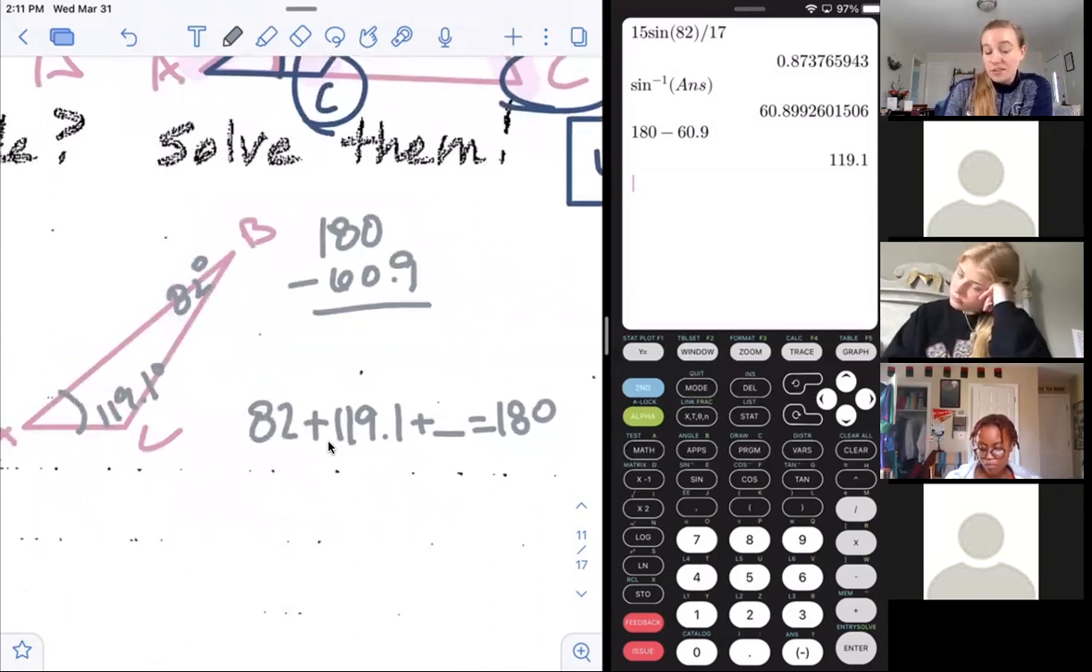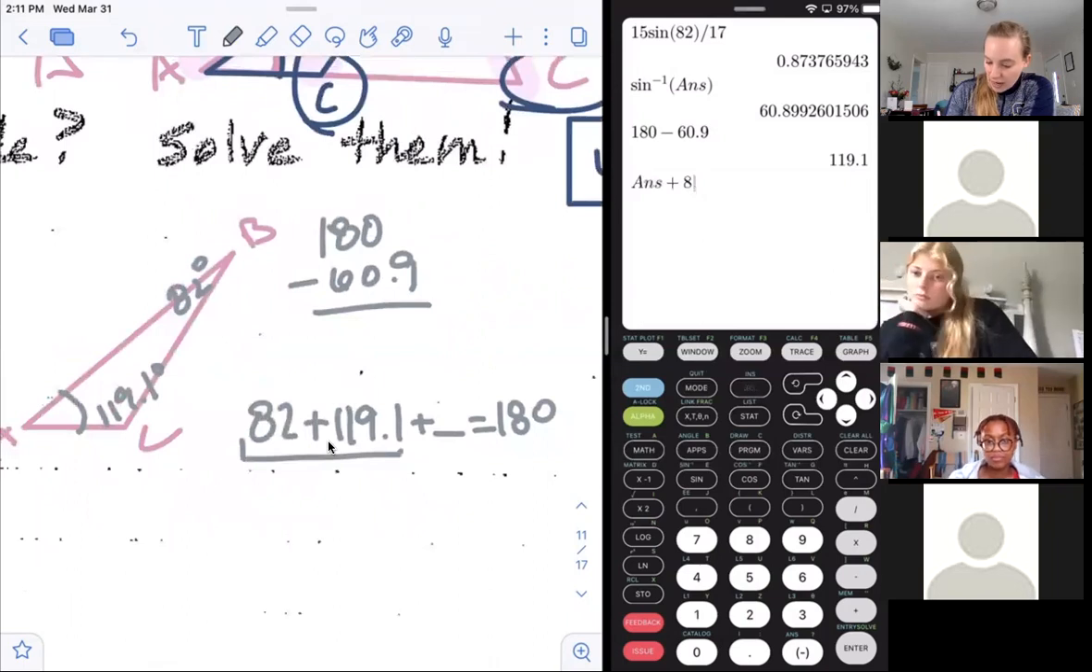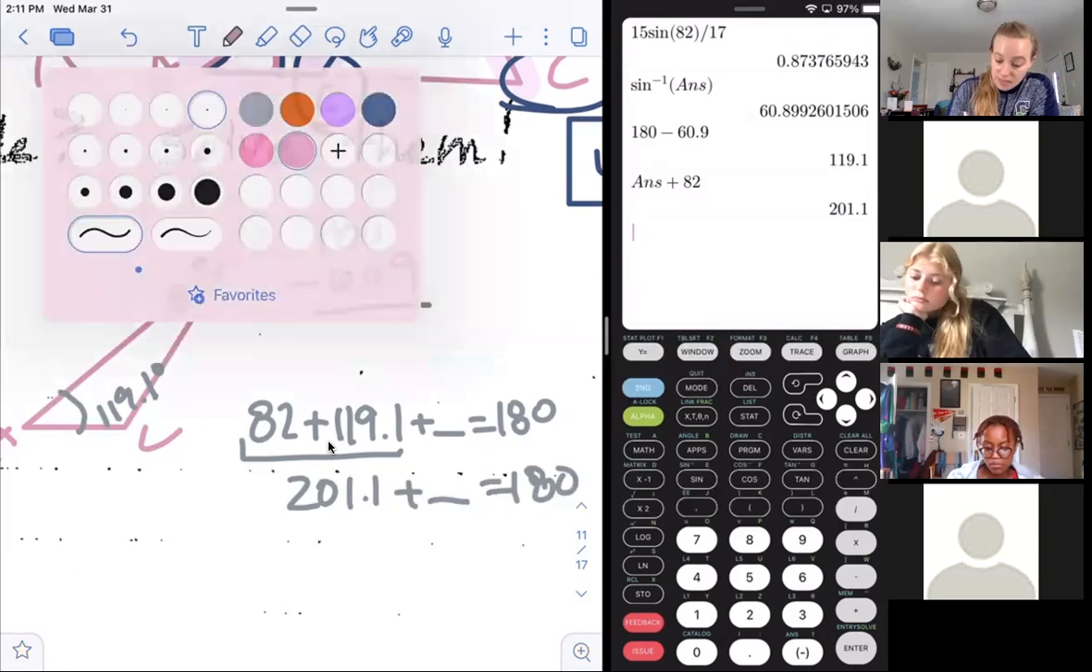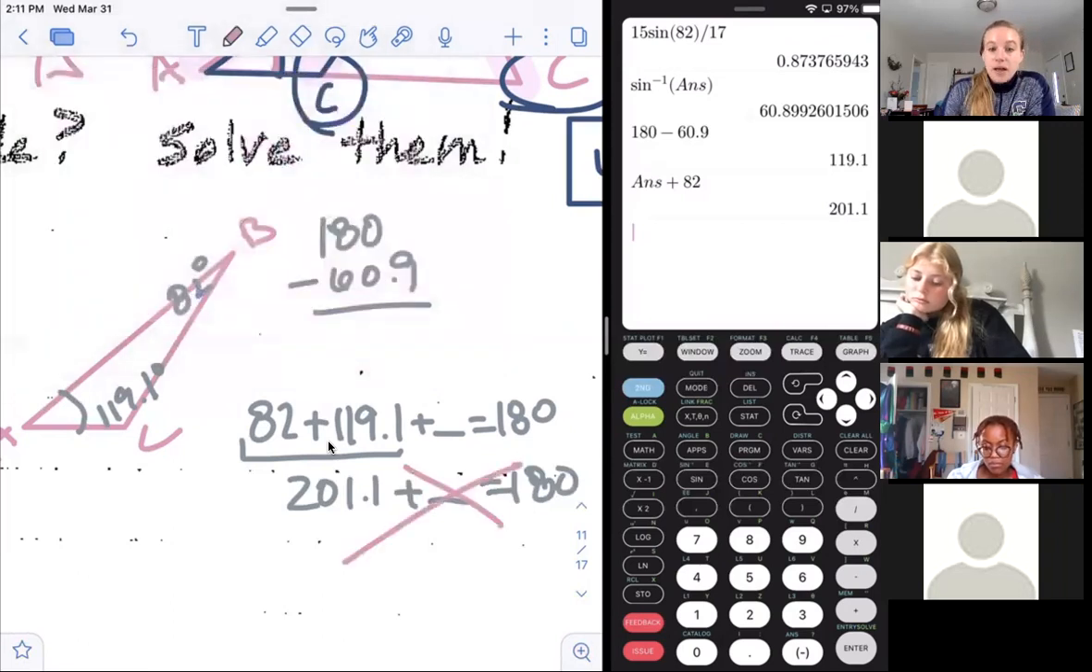Some of you already are looking at it and you're like, there's no way. Something over 100 plus something over 80 will not equal 180. There won't be room enough left. So if I were to actually do it out, if I didn't have the spidey senses that it would work, 119.1 plus 82 is 201.1. There's no way that I can add something to that and still be in my parameter of a triangle. So this doesn't work. That means that there cannot be an obtuse triangle.